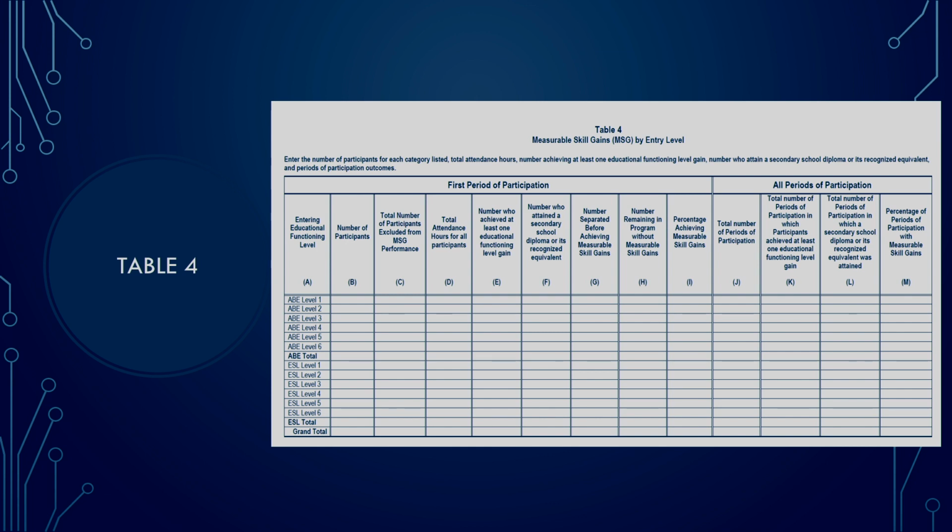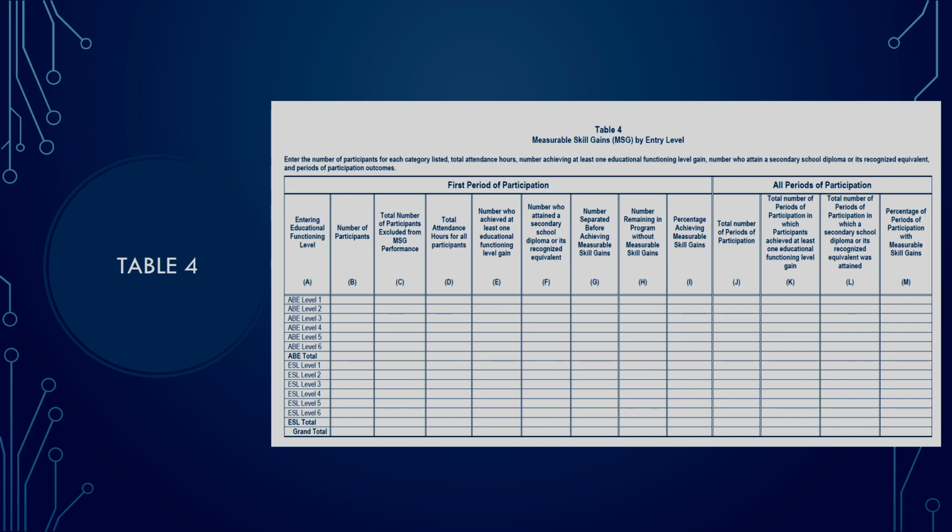I'll take a little bit and kind of explain each one of these columns. The columns are titled as appropriately as possible. The definitions for each column are provided also by NRS. So if you look at it, column A is the entering EFL. So this is all dependent upon the student's pre-test score.